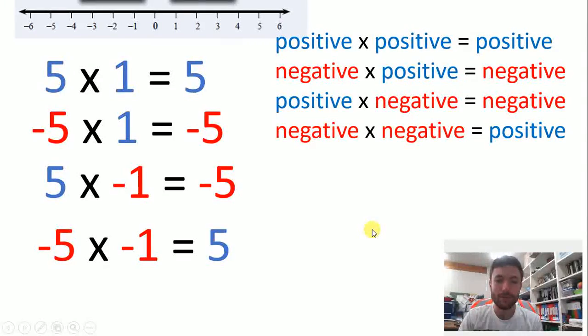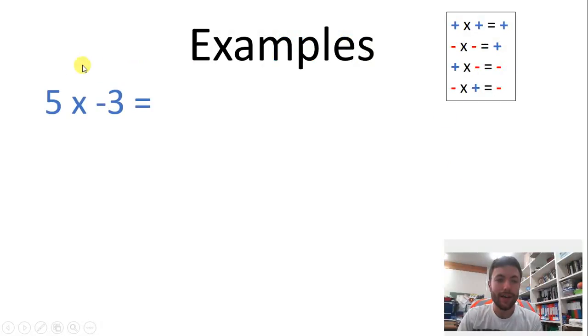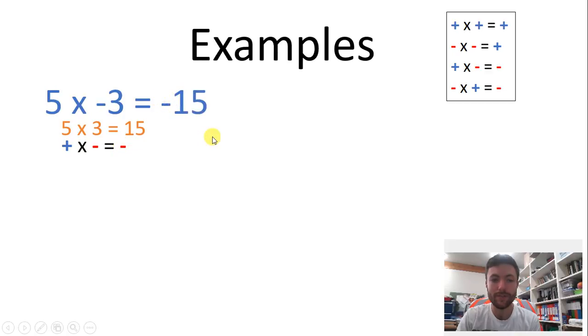So let's look at some examples. Let's say we have 5 times negative 3. I'm going to show you an easy way to do it. If you just do the positive integers first, so 5 times by 3, then we work that out. 5 times by 3 is 15. Then we look at the signs: we have a positive 5 times by a negative 3, so a positive times by a negative. Then we come to our chart here, and it's going to be a negative. Then we just have to add those together. So we have 15 and a minus, so it's going to be minus 15.